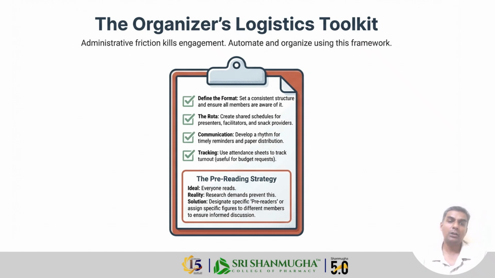So we want to circulate the paper before the journal club presentation. Then the people attending the journal club will get prior familiarization with the research paper. So while we are talking in the journal club, they will definitely have a deeper understanding of the concepts. This is called the pre-reading strategy: it is ideal for everyone to read before coming to the journal club presentation.